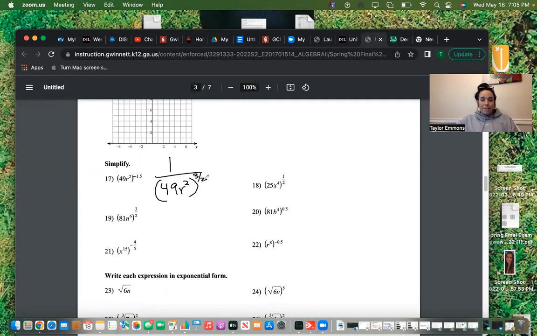Okay, so I'm going to take this exponent and I'm going to distribute it to everything that's in the denominator. So that's going to give me 1 over 49 raised to the 3/2, r to the second raised to the 3/2.